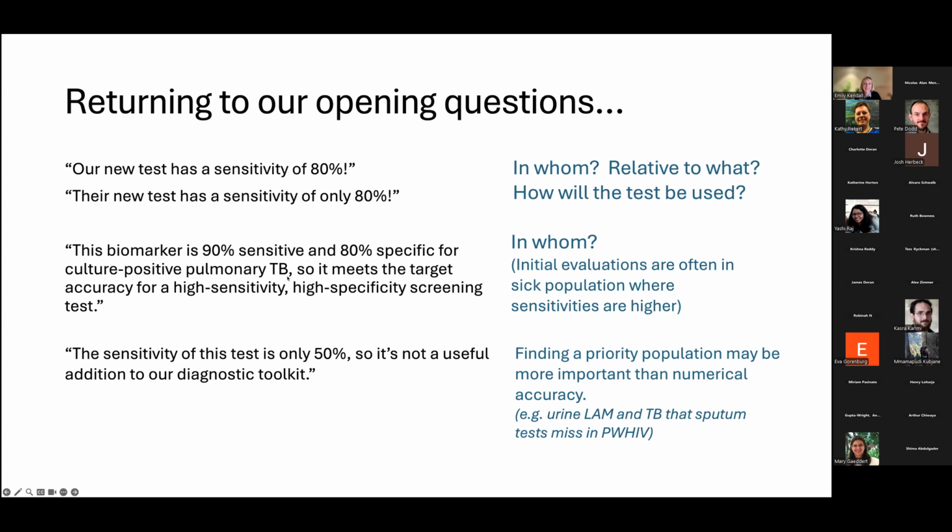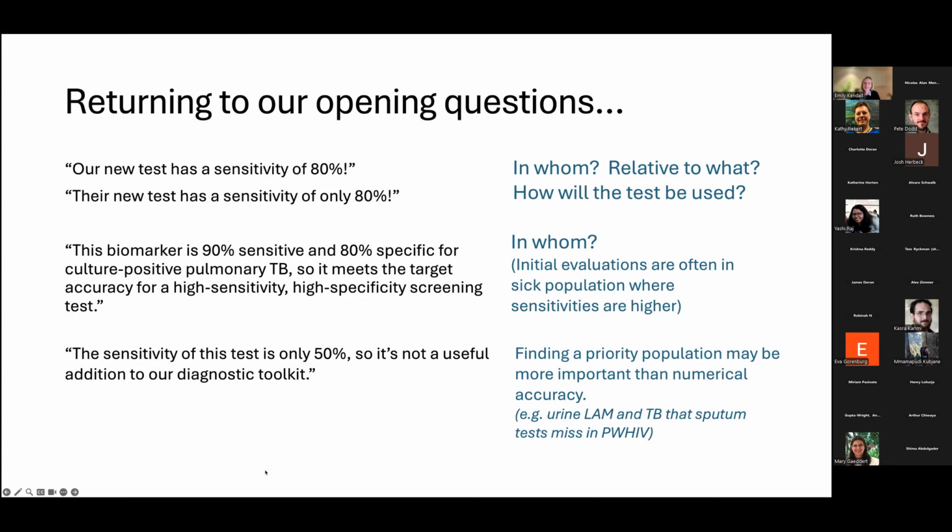And often initial estimates of sensitivity and specificity for a new test are coming from sicker clinical populations compared to the actual target population of a screening test. And those initial sensitivity and specificity estimates may be misleading in terms of whether a test is actually going to meet targets when used as a screening test in the populations that screening tests are actually intended for.